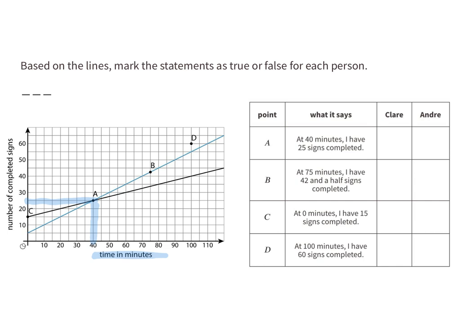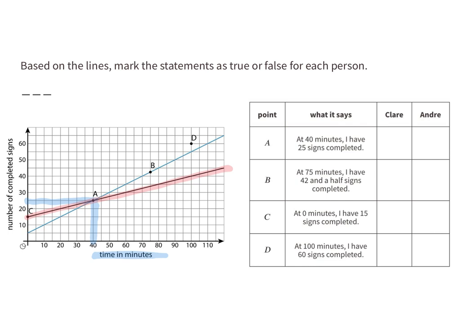Do you think that's true for Claire, or is that true for Andre? Well, let's think back. Remember I said that yesterday's signs is the initial value for today, right? So yesterday, Andre made 15 signs. So Andre's line, I'm going to highlight that in, let's do red. So Andre's line would have started with 15 today. So 15 is here. Okay.